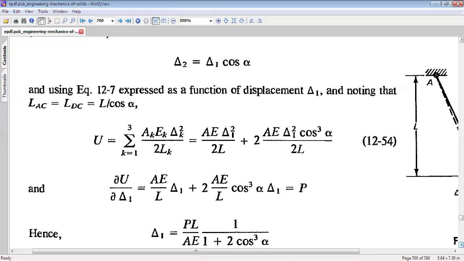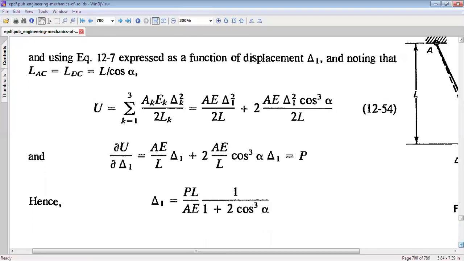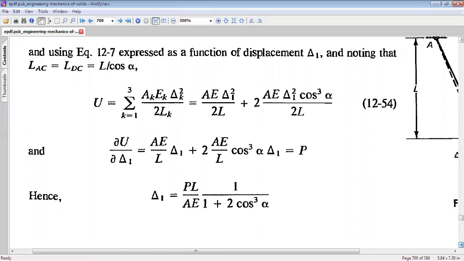And thereafter, let us differentiate this expression of strain energy with respect to triangle 1. So if we do that, we have curly U by curly triangle 1 equal to AE by L triangle 1 plus 2AE by L cos cube alpha triangle 1 equal to P. And we get triangle 1 equal to PL divided by AE 1 plus 2 cos cube alpha.